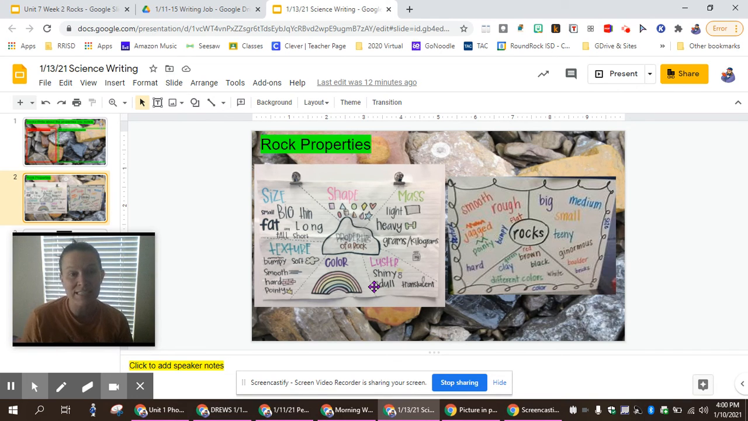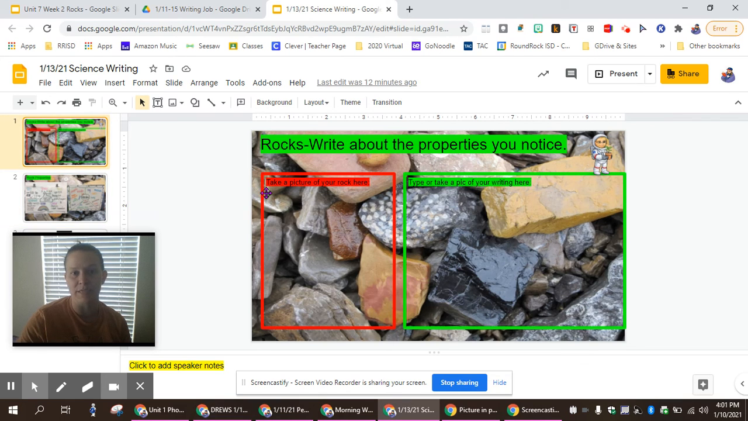Okay, so today what I want you to do is I want you to write 3 or more sentences describing your rock. And one last time, on that first slide, you're doing a picture of your rock here. Just take a picture right there on your camera. And then you are taking a picture of your writing on the green, or you would actually type if you'd like to as well. Okay, can't wait to see these cool rocks.